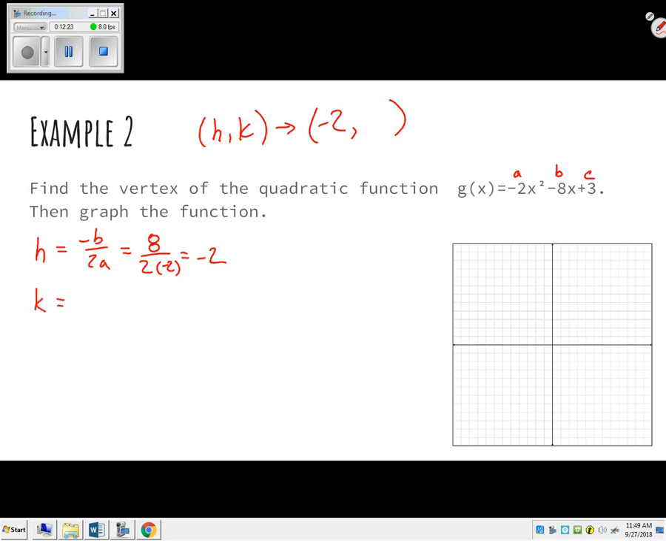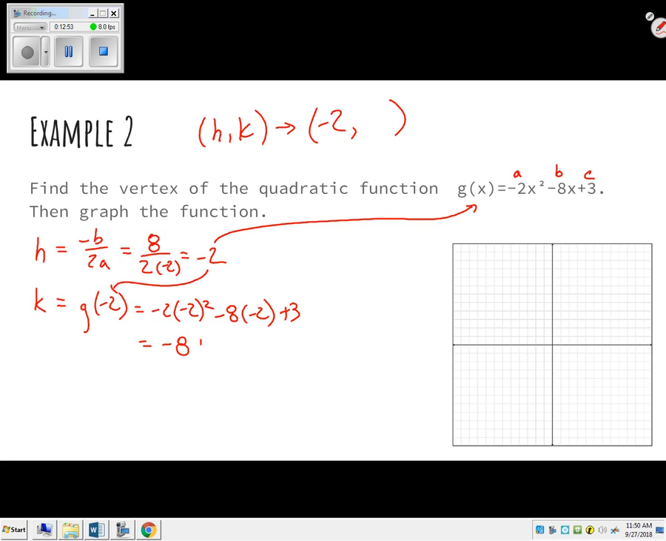To get my k coordinate, the second coordinate, or the y coordinate of my vertex, what I'm going to do is I'm going to take this negative 2 and I'm going to plug it back into this function. So essentially, I'm just finding g of negative 2, g of whatever I just found on my h. So I plug that negative 2 back in. Plug it in for all those x's. And so this gives me, let's see, that gives me a positive 4. So negative 8 plus 16 plus 3. I do believe that's 11.